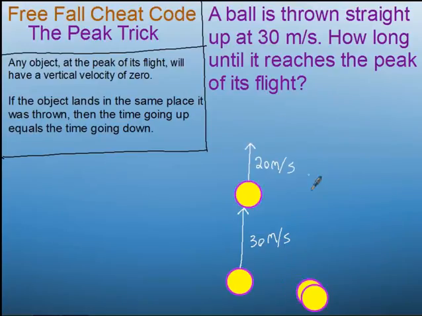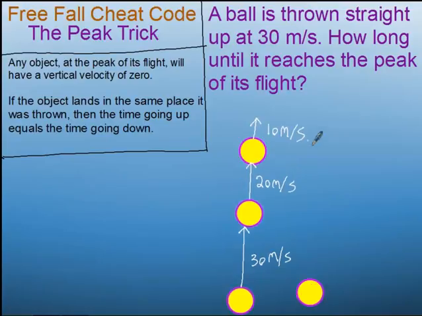Exactly 1 second later, the ball got 10 meters per second slower, because that's what happens on all of these problems, right? Acceleration equals minus 10. So after 1 second, it went from a speed of 30 to a speed of 20. It got 10 slower in 1 second. If we go forward another second, then now it only has an upward velocity of 10. Gravity keeps sucking the speed out of it 10 at a time for every second that goes by.